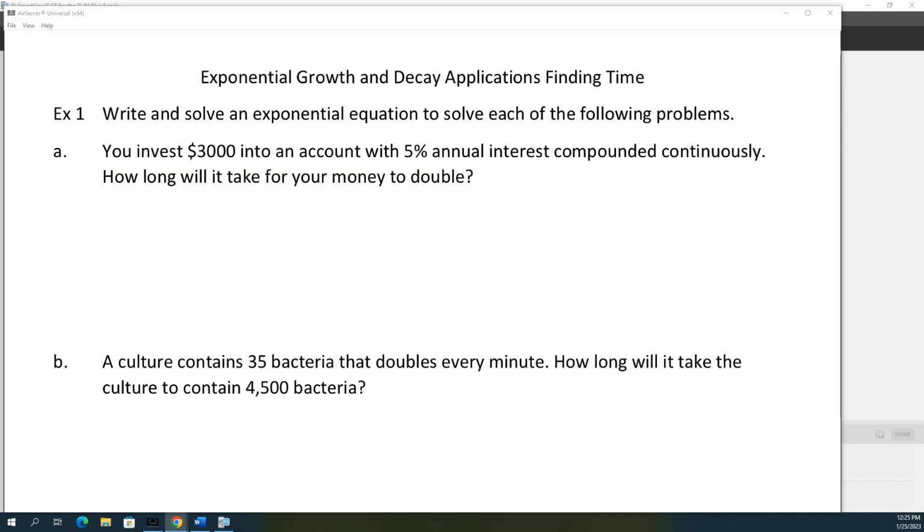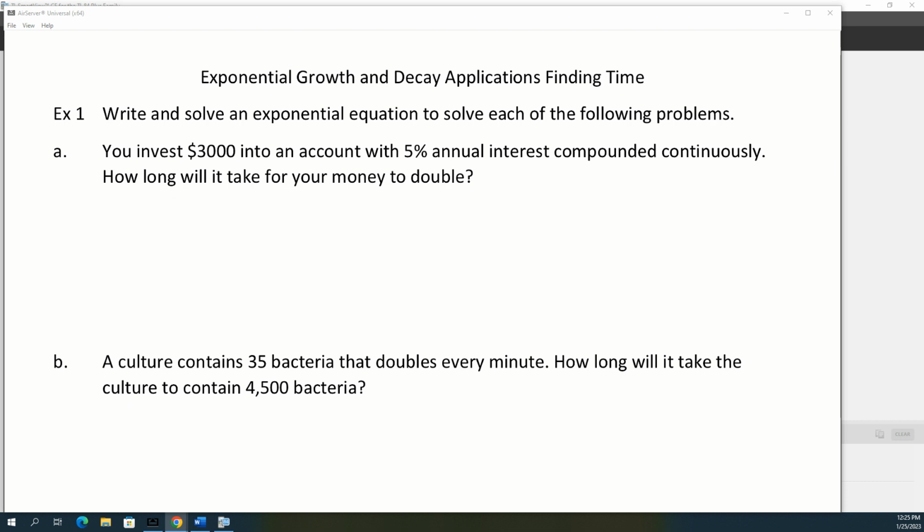So today we're still going to be doing application problems with exponential functions, but today instead of figuring out what A is, the amount after a certain amount of time, we're going to figure out the time it takes to get to that amount. So it's a little bit different, but we're going to use the same formulas.